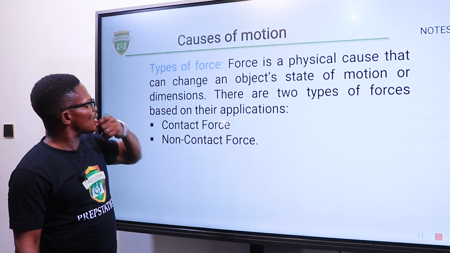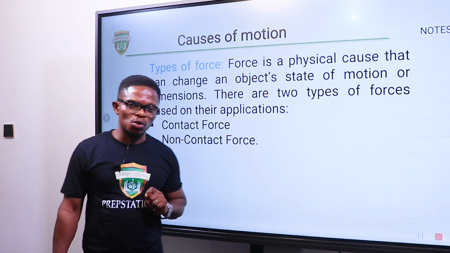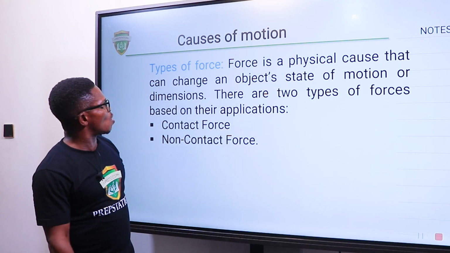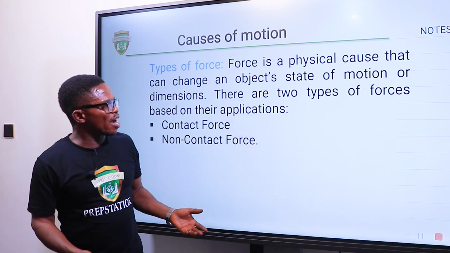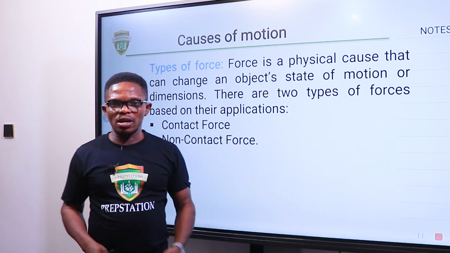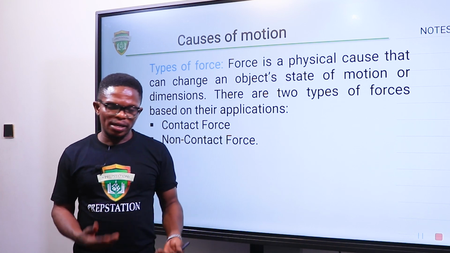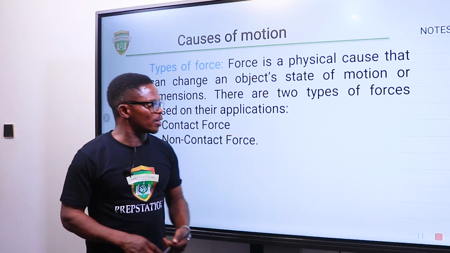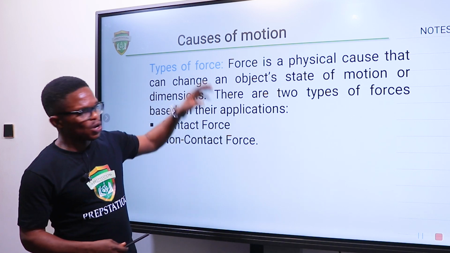All right, now types of forces. Since we have identified force as the only cause of motion, then we need to know the types of force. Now, what is force? Force is simply an agent of change. What do I mean? Force is that which changes the state of inertia of an object. What is inertia? Resistance to move when at rest, or resistance to stop when moving. So we have two types of force. We have contact force, we have non-contact force.